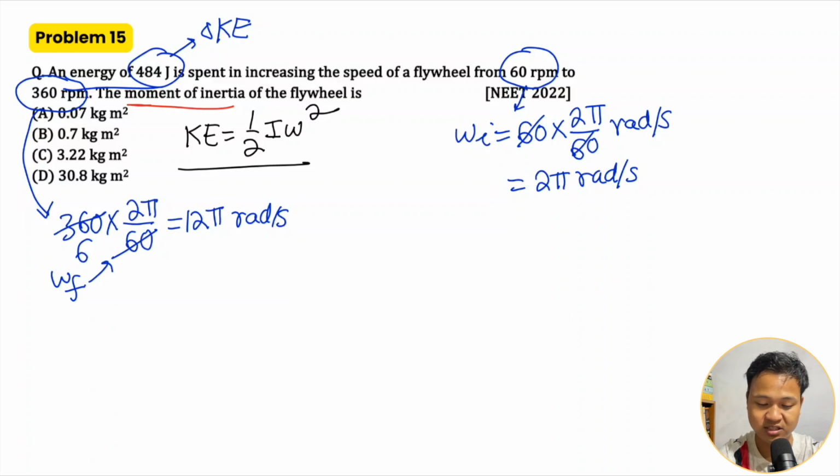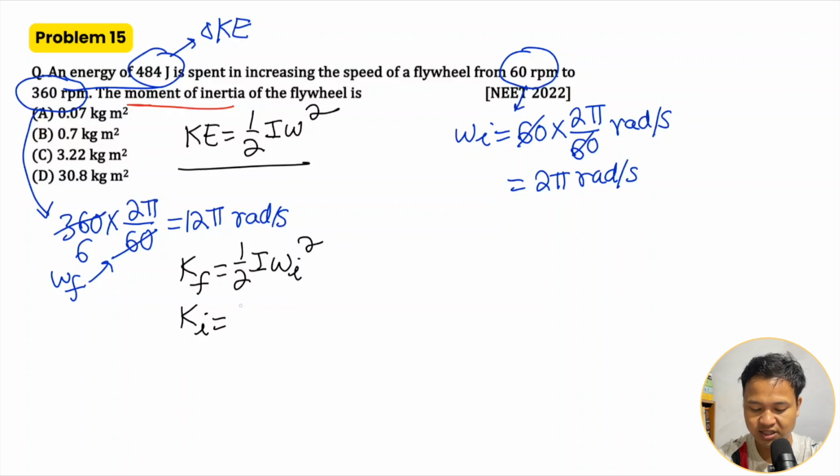Omega final is that. So we need the initial kinetic energy and the final kinetic energy, final minus initial. Final is half I omega final squared, for the same wheel, where the moment of inertia is the same. Initial kinetic energy is half into I into omega initial, the whole squared.